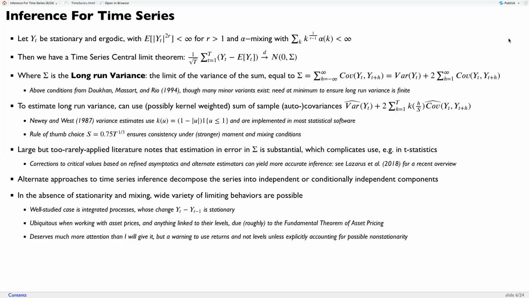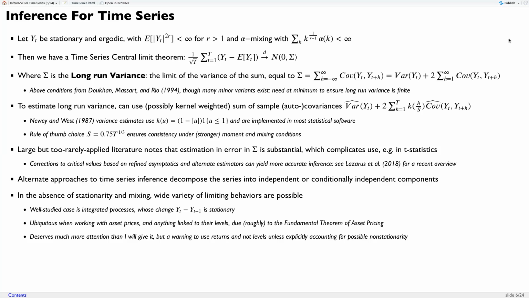So the particular moment conditions are from Doukhan, Massart, and Rio, but basically the idea behind this mixing is that you need something slightly stronger than this long run variance being finite. And so you need the covariances to decay to zero sufficiently fast such that this is summable. Otherwise, you're not going to get convergence to something with a finite variance.